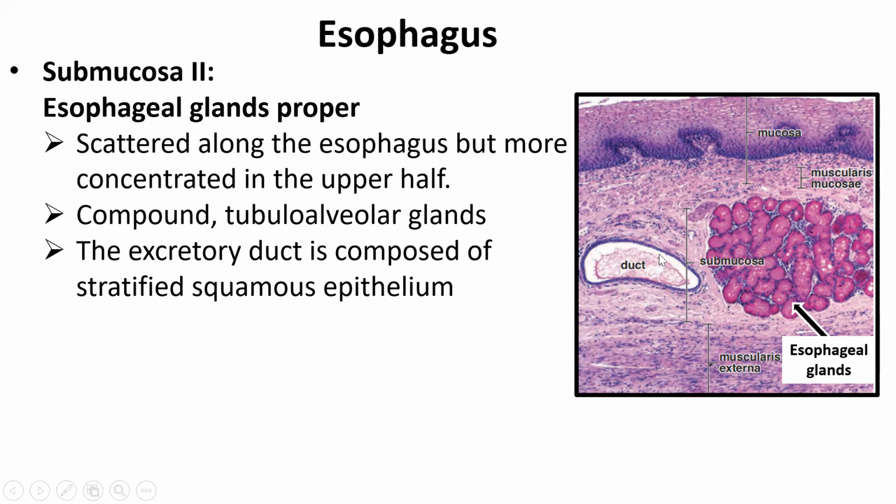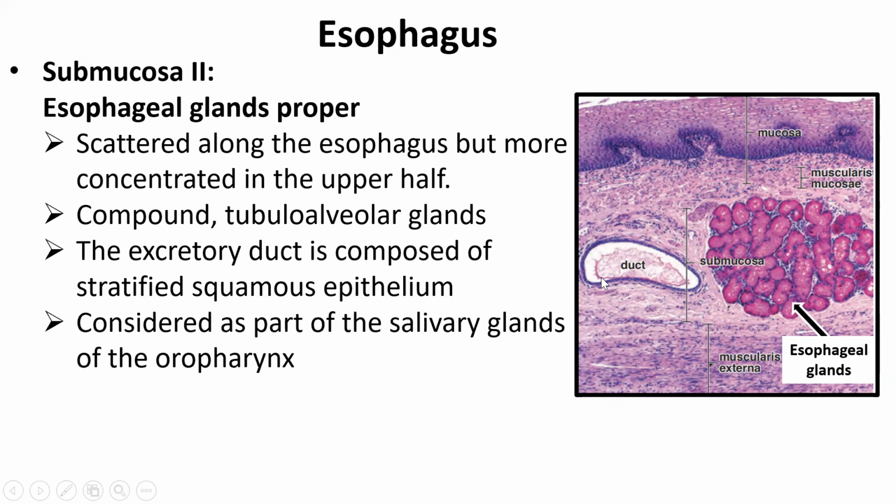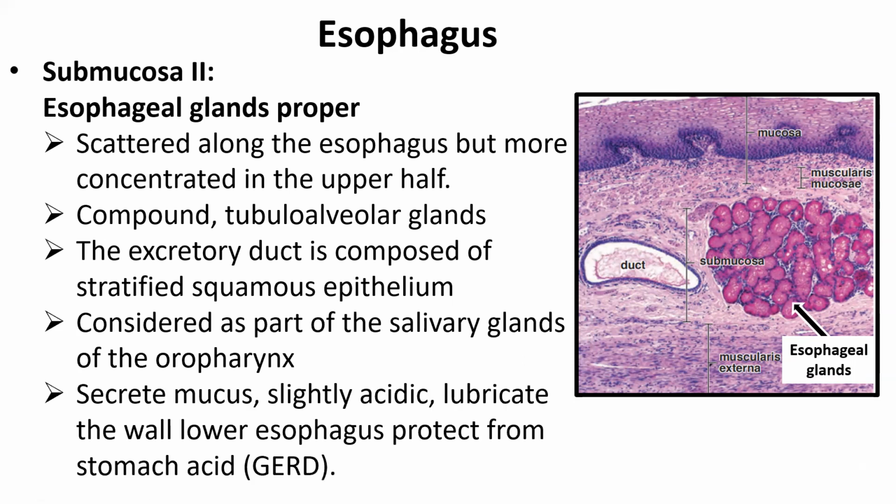Here you can see an image of a duct. You can see how big it is. This is stratified squamous. Again, consider it part of the salivary glands of the oropharynx. This gland secretes mucus, usually slightly acidic, which lubricates the lower part of the esophagus and protects it from acidic stomach secretion. We'll talk about GERD, gastroesophageal reflux disease, later.